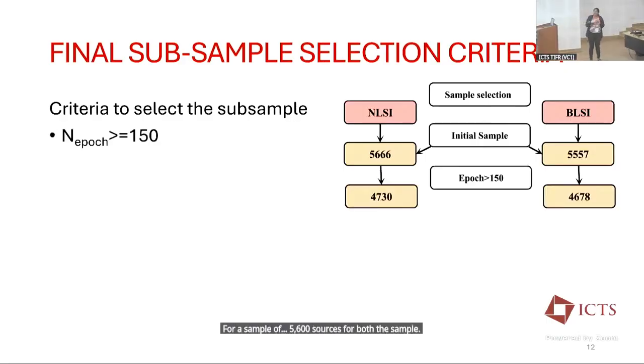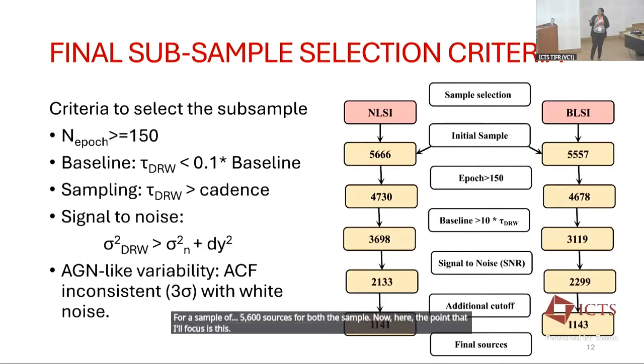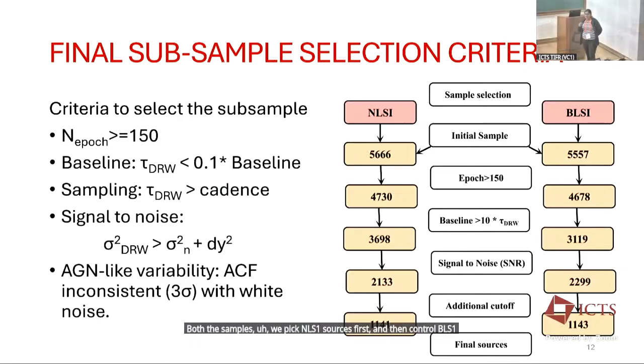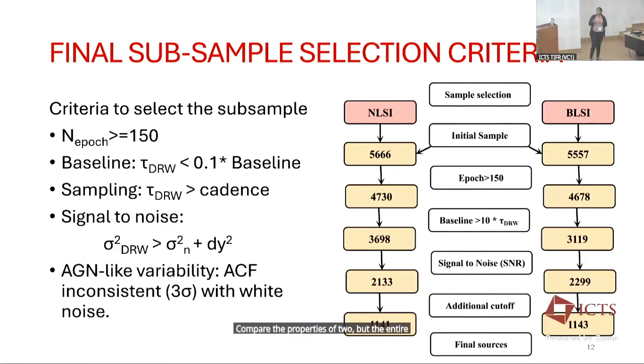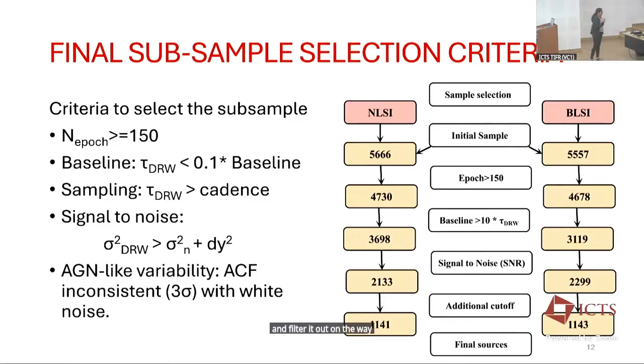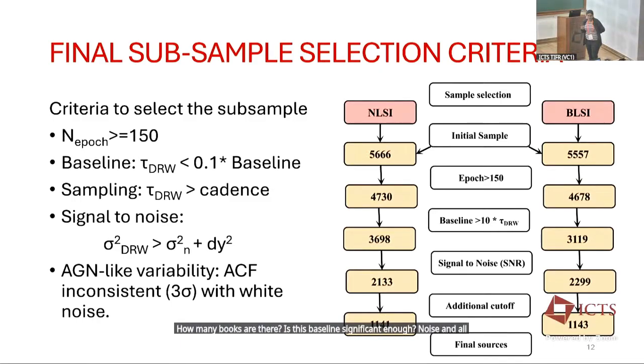Now here the point that I'll focus on is this: for both the samples, we picked NLS1 sources first and then a controlled BLS1 sample, so that we can compare the properties of the two. But the entire DRW model we ran for around 5,000 sources in both cases, and filtered on the way: how exactly the DRW model is fitting, how many epochs there are, whether the baseline is significant enough, the noise and all, and whether the AGN-like variability is there or not.